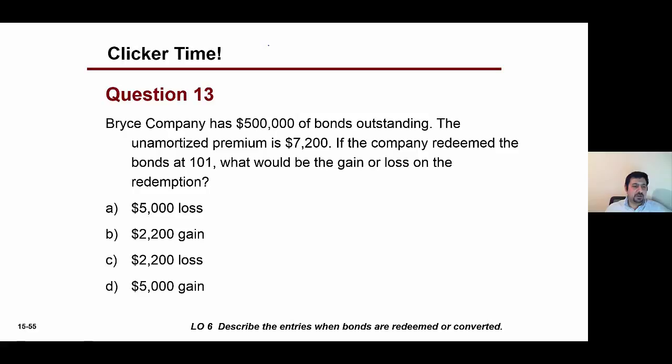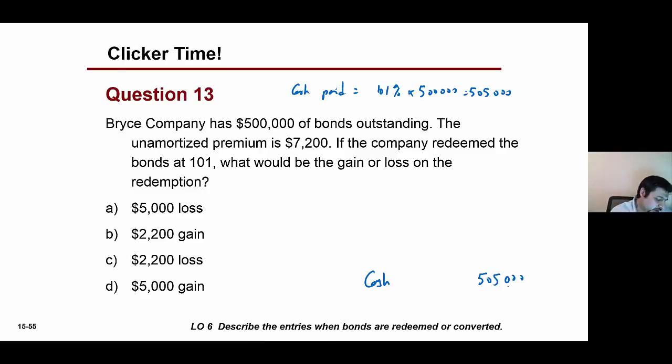Now, Bryce Company has $500,000 of bonds outstanding. The unamortized premium is $7,200. If the company redeemed the bond at 101, what would be the gain or loss on the redemption? Once again, we need to write the journal entry. So the company will be crediting cash paid, which will be equal to 101% multiplied by 500,000, which is 505,000. So the company will credit cash 505,000.